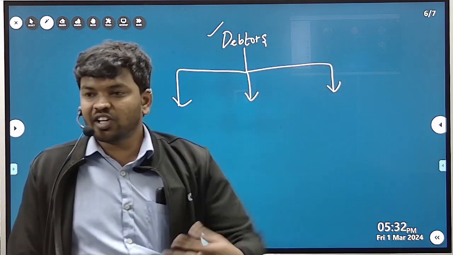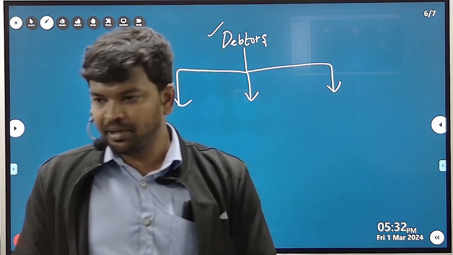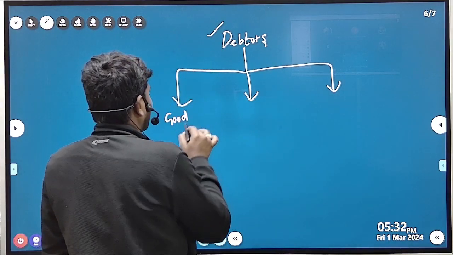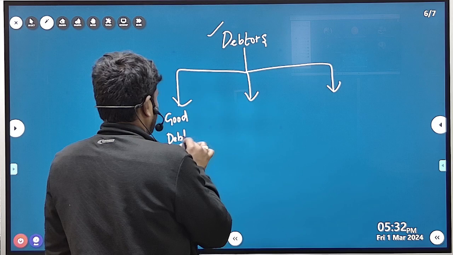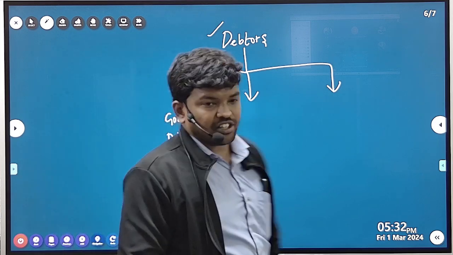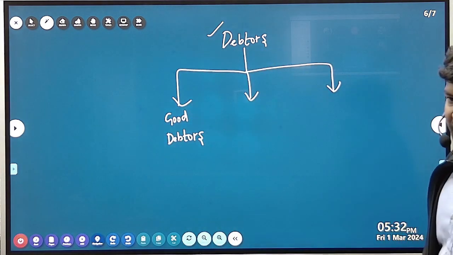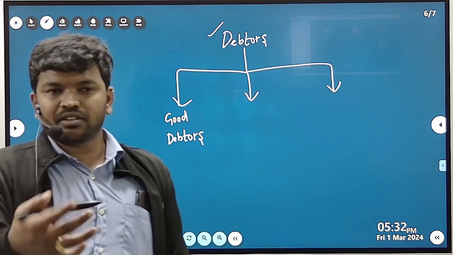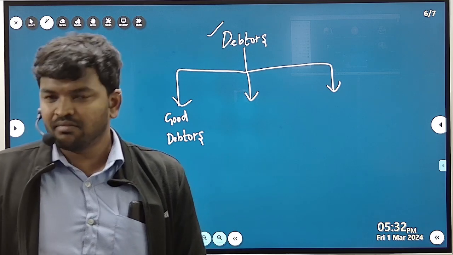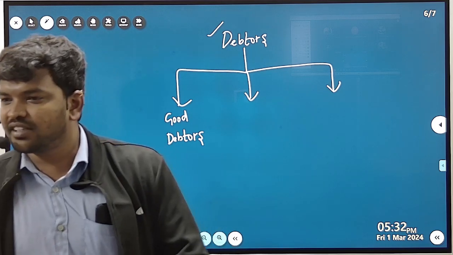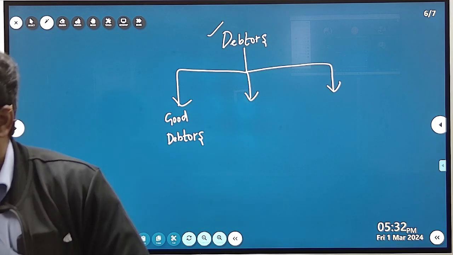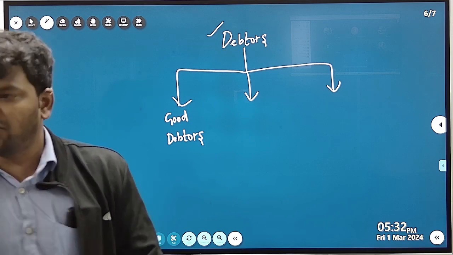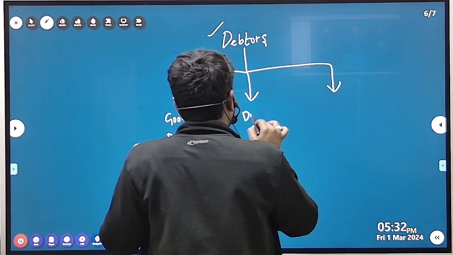After selling the goods on credit, the debtor has to make you the payment. Some debtors make payment on time. These are called good debtors. Some debtors are outstanding, payment is yet to come from them. They may pay or may not pay. This is doubtful. Till now they have not paid us. This is the second category, doubtful debts.